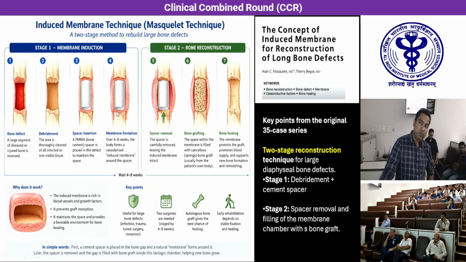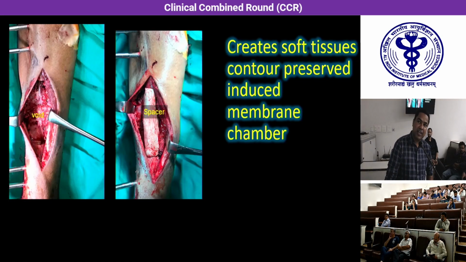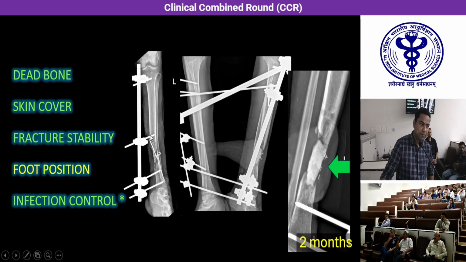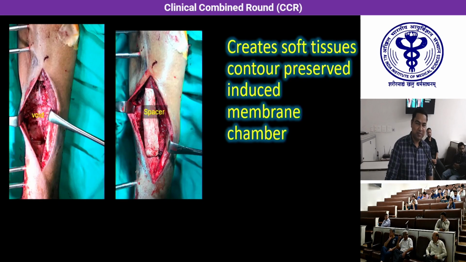So in stage 1, we place the cement block. In stage 2, we remove the cement block and place bone graft in this space. So the same thing was planned for this patient as well. You can see this is an illustration showing stage 1, in which the void has been replaced with a cement spacer. No, not the same patient, just an illustration.